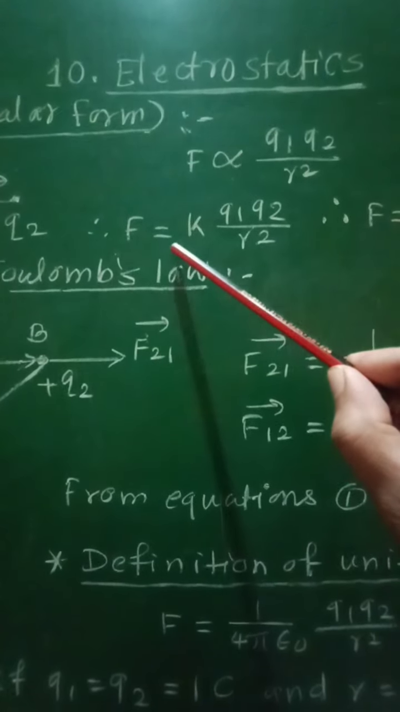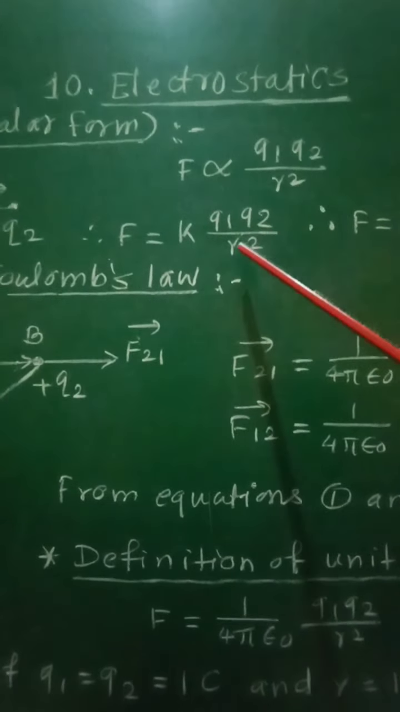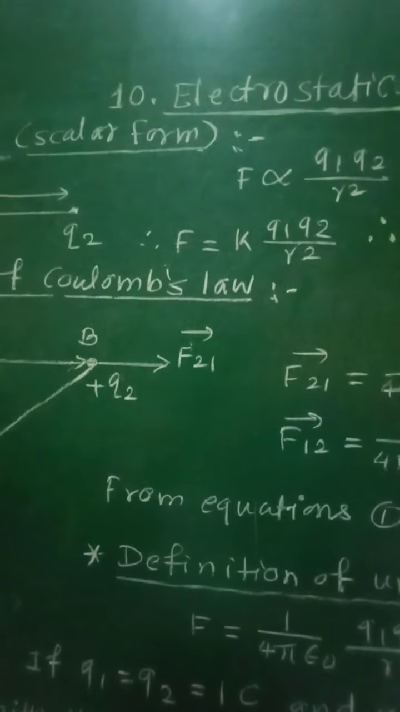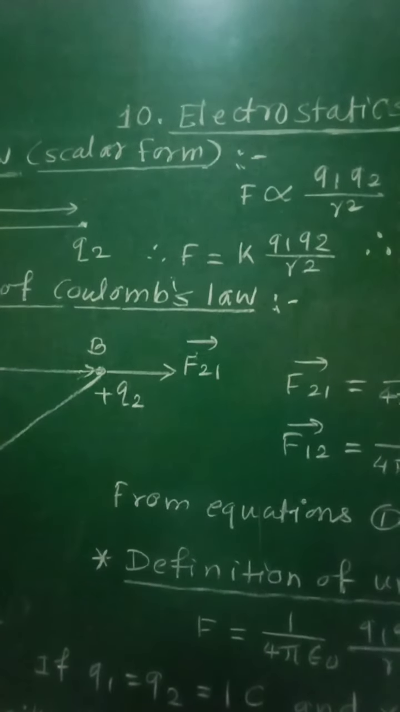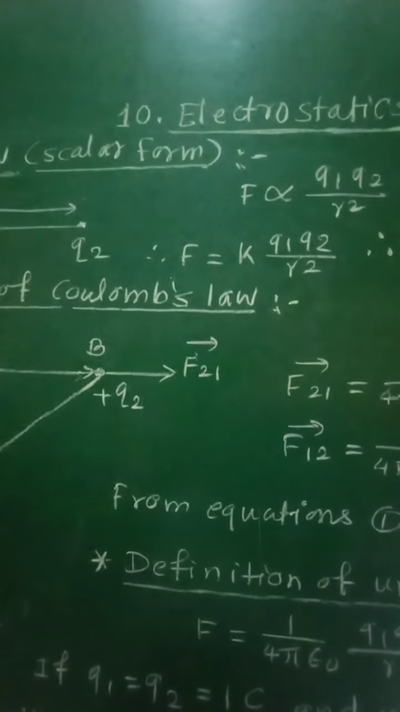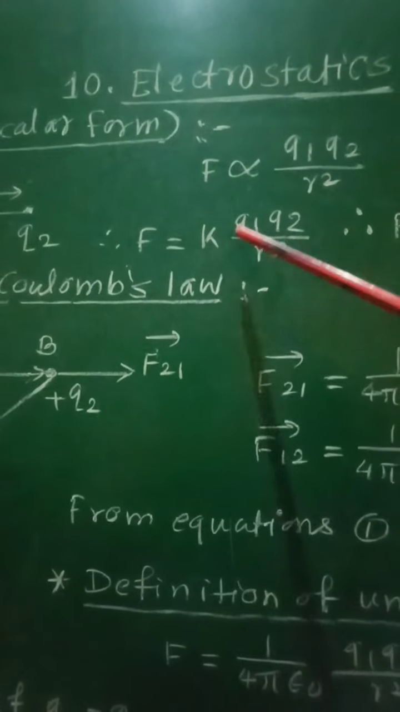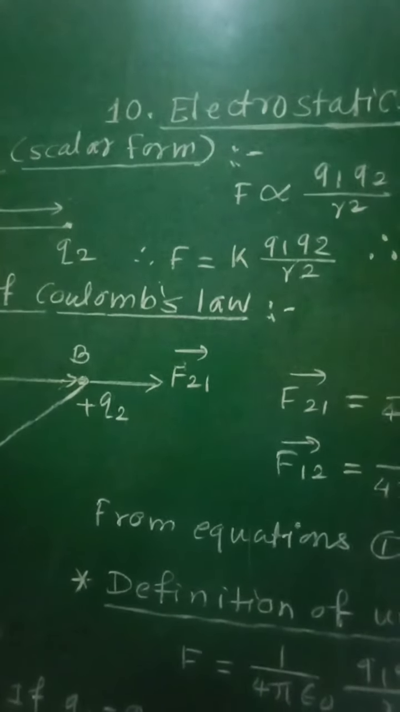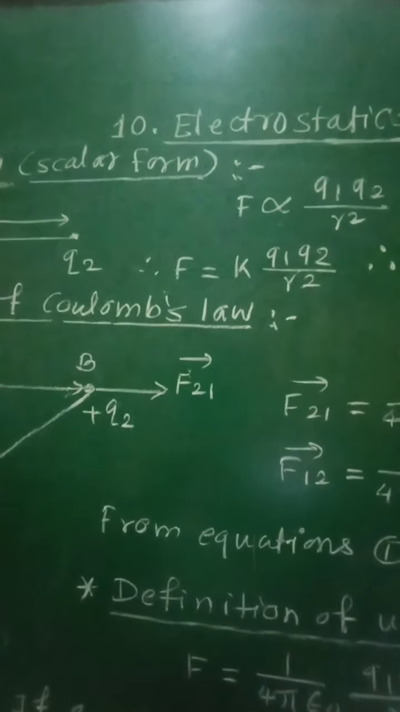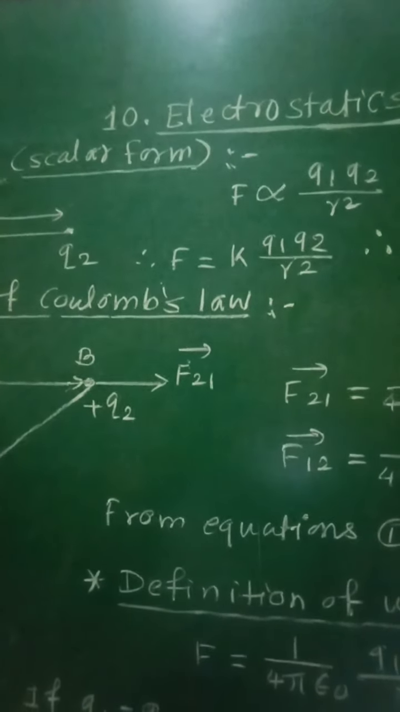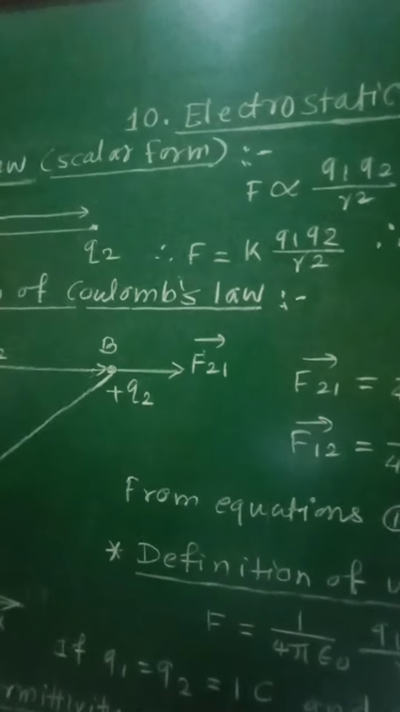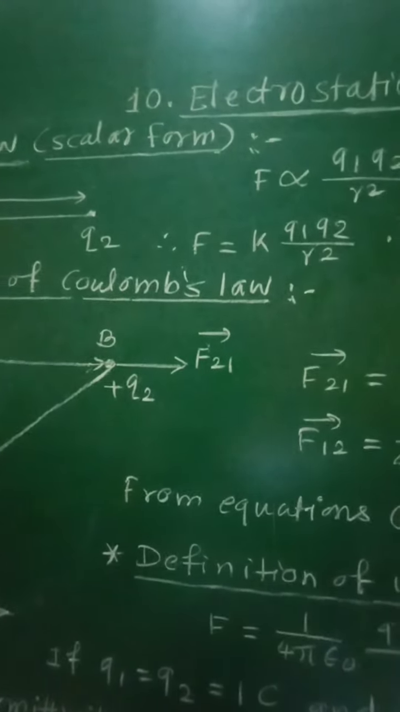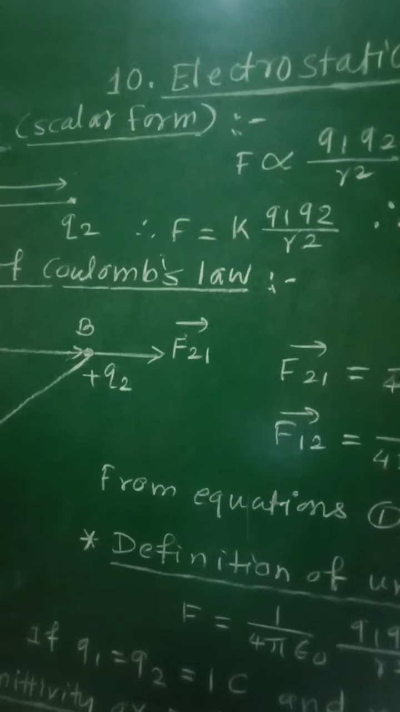write F is equal to K Q1 Q2 upon r square, where K is the proportionality constant and its magnitude depends upon the units of F, Q1, Q2 and r, and also it will depend upon the properties of the medium around the charges. The force may be attractive or repulsive depending upon the nature of these charges Q1 and Q2.